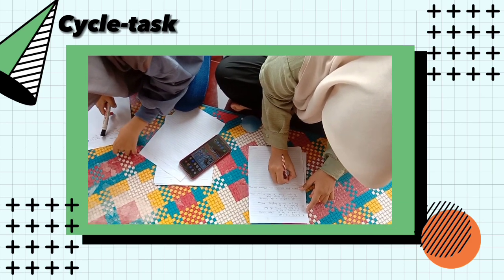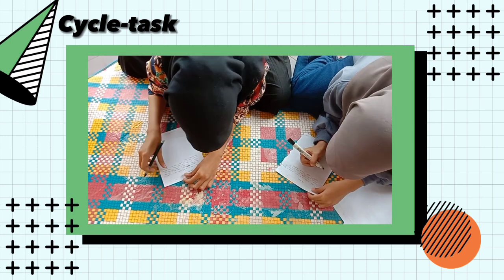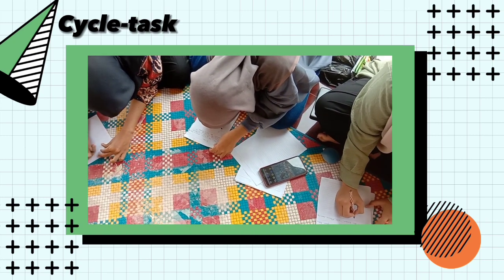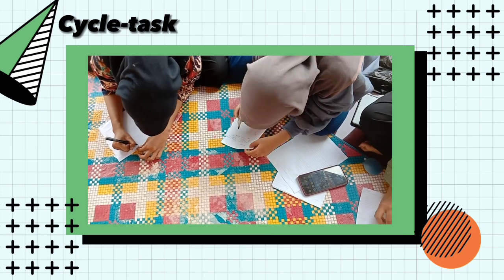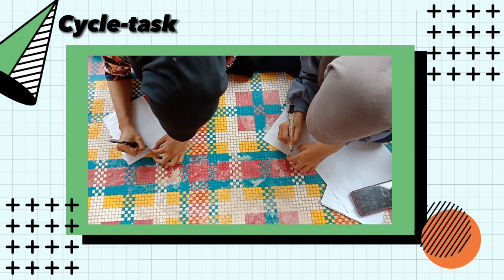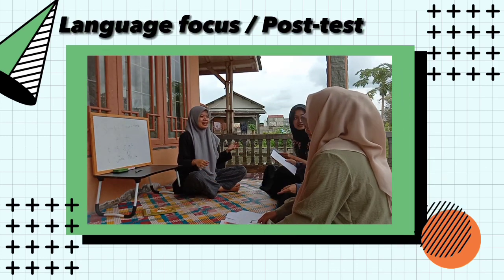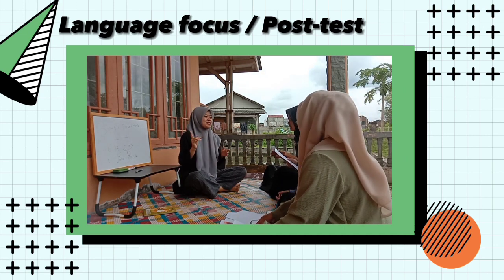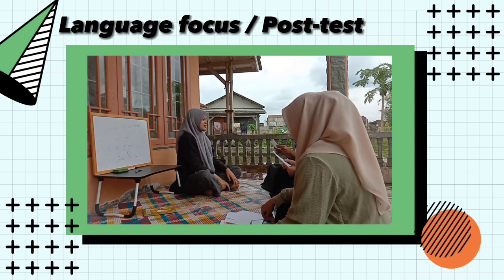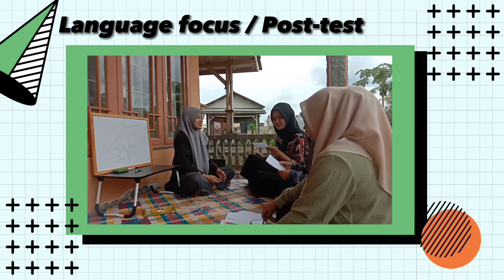In the task cycle, students are instructed to make several sentences using the simple present tense. The sentences that are written are arranged into one simple paragraph, which becomes a descriptive text. In the final language focus phase, students analyze the language they used for the task, making improvements and practicing a language that needs repair or development.